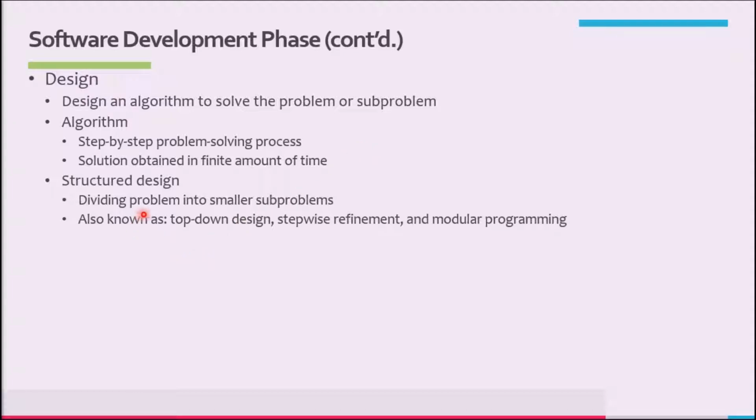Next would be structured design. Dividing a problem into smaller subproblems is called structured design. The structured design approach is also known as top-down design, stepwise refinement, and modular programming. In structured design, the problem is divided into smaller problems. Each subproblem is then analyzed, and a solution is obtained to solve the subproblem. The solutions of all the subproblems are then combined to solve the overall problem. This process of implementing a structured design is called structured programming.